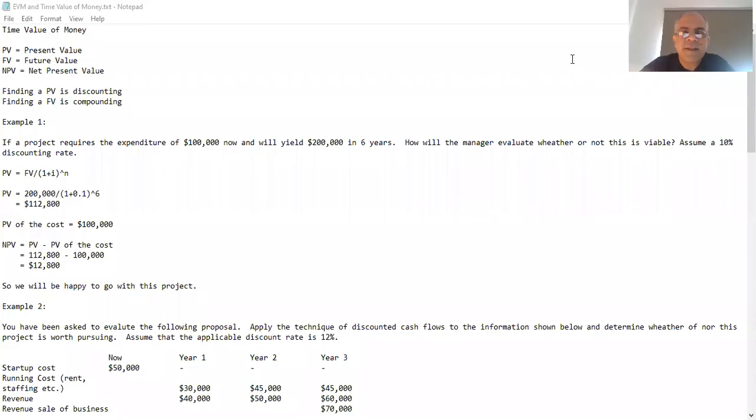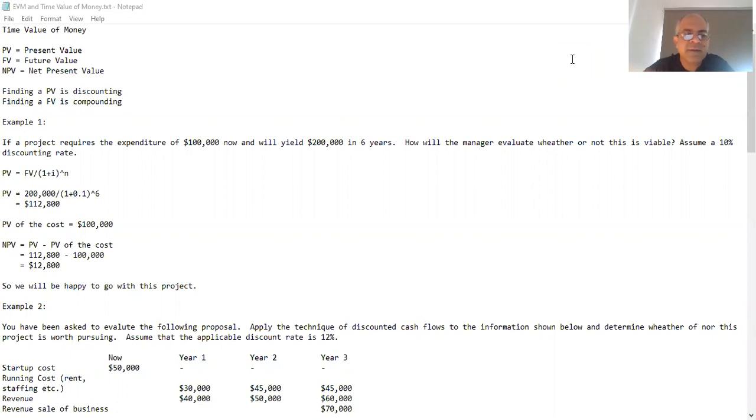Okay, welcome everyone. This lecture is a continuation of our previous lecture on project budgeting and project cost management. In this lecture, we're going to look at two different concepts. One is the idea of the time value of money, and the second is the concept of the earned value management techniques.